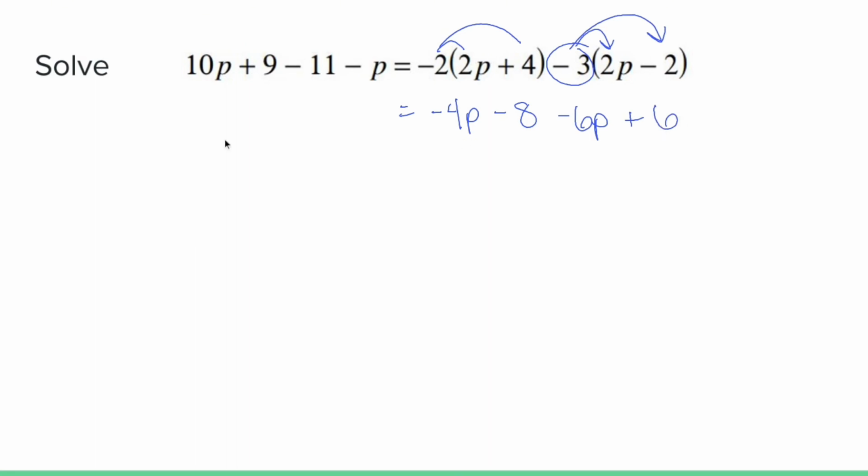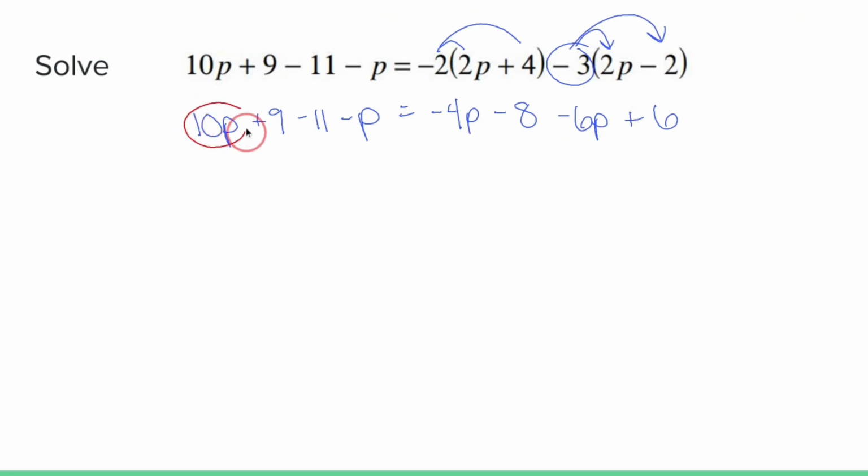Kind of a mess. The left side I'm going to leave untouched. I'll deal with that next. So drop down the 10p, the plus 9, the minus 11, never forget, and then the minus p. All right, so now that we have a bunch of stuff on the left side and a bunch of stuff on the right side, combine like terms on each side separately.